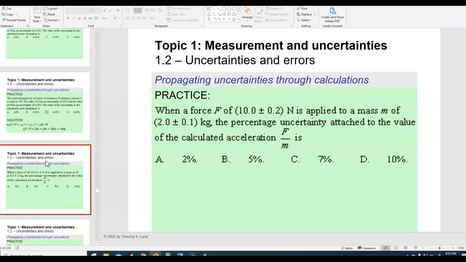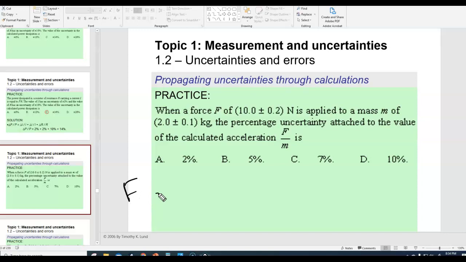It says when a force F of 10 plus or minus 0.2 newtons is applied to a mass m of 2 plus or minus 0.1 kilograms, the percentage uncertainty attached to the value of the calculated acceleration F divided by m is what? So in other words, they give you F and they give you m, and they're asking you what would the percent uncertainty in F divided by m be?